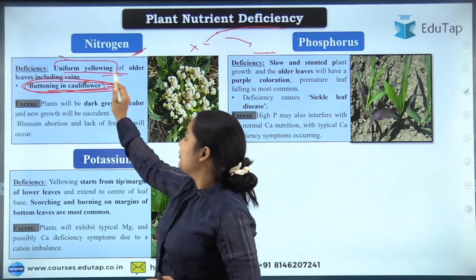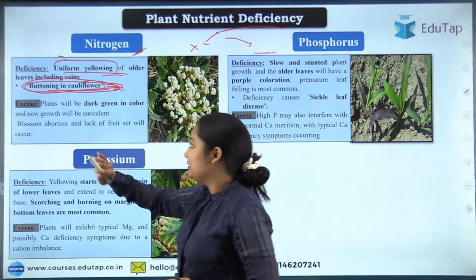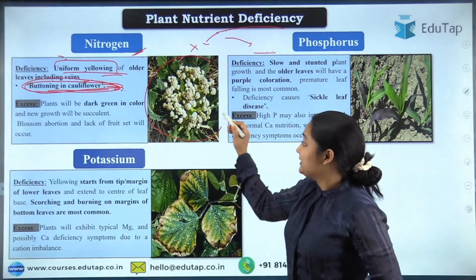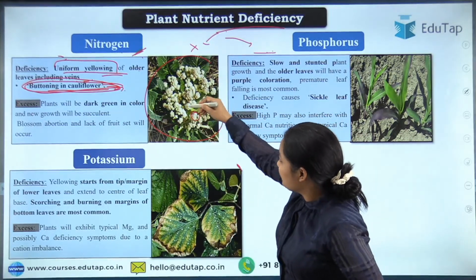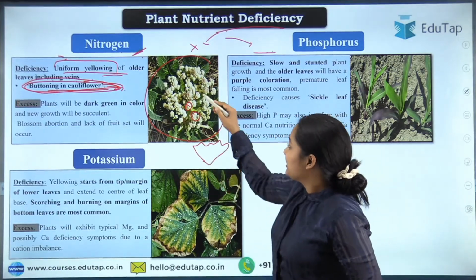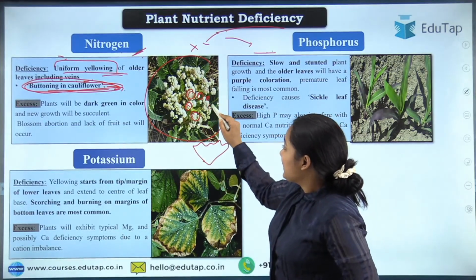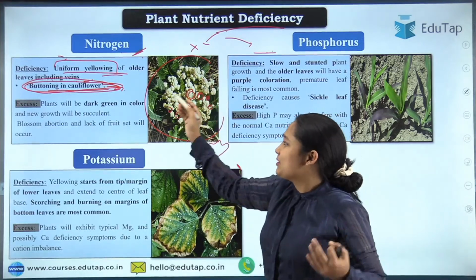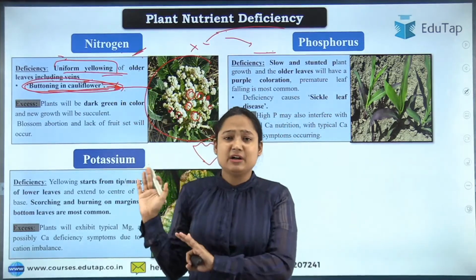First of all, uniform yellowing of the older leaves, including the grain, will be there. Then, important, you can see buttoning. It means a button-like structure will form in the cauliflower. Cauliflower is usually a beautiful flower-like structure, but in these cases there are many button-like structures. That's why it's quite easy, we call it buttoning of cauliflower.